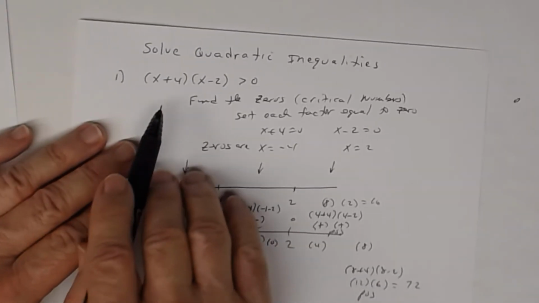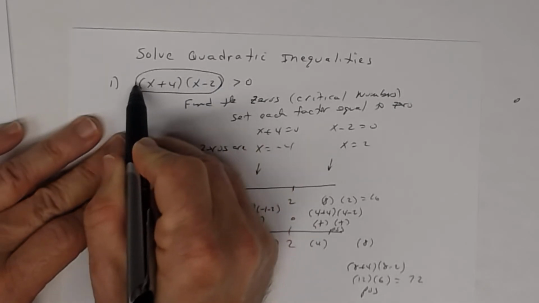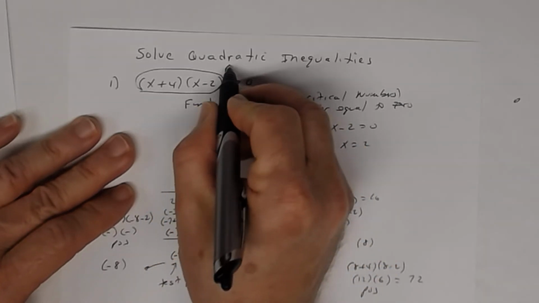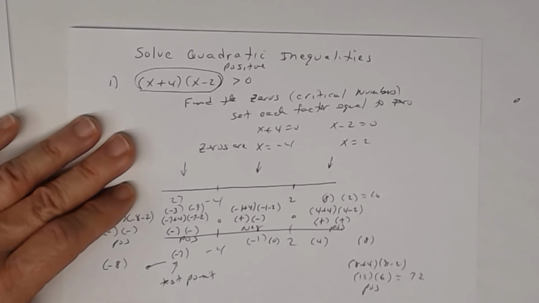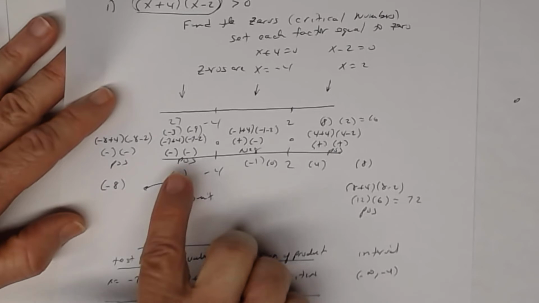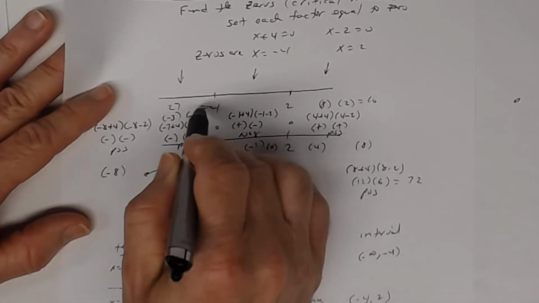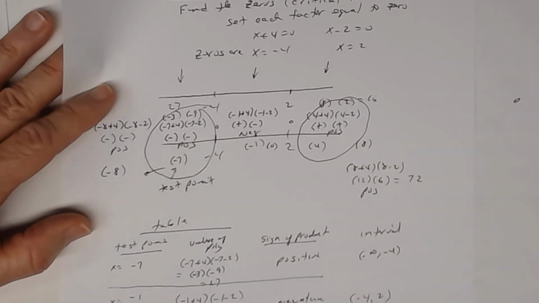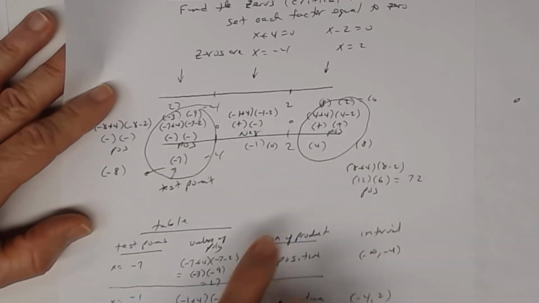So go back to the inequality and ask yourself, this product, I want to be greater than 0. Greater than 0 means I want this to be positive. Okay, that's what that means. Greater than 0 means positive. So then I ask myself, where do I see the word positive? I see the word positive here, and I see the word positive here. So I circled this interval, and I circled this interval.